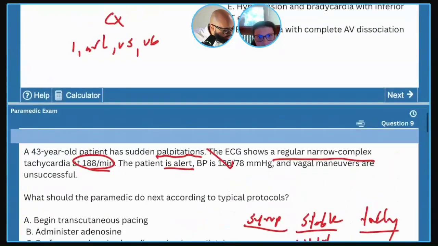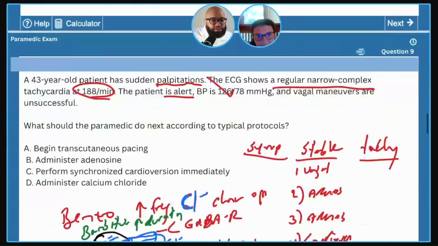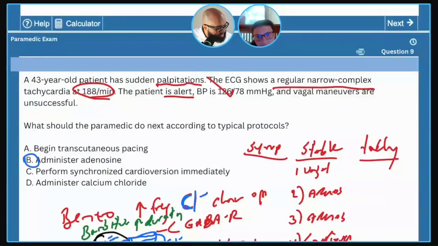Okay, now let's go back to this question. So this question was, we have a symptomatic stable tachycardia. We already tried a vagal maneuver. Now what's next? It's adenosine. It's going to be 6 milligrams of adenosine.